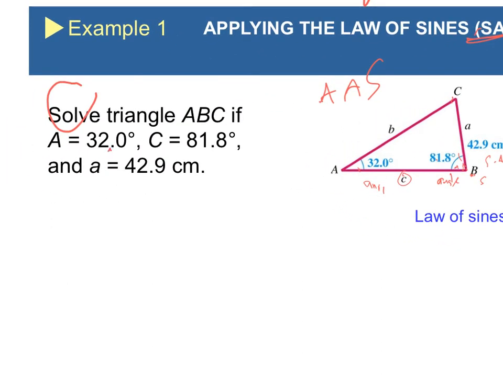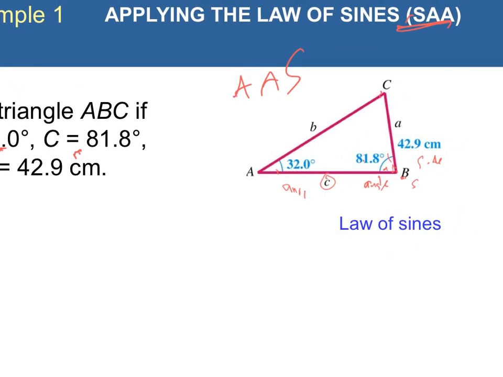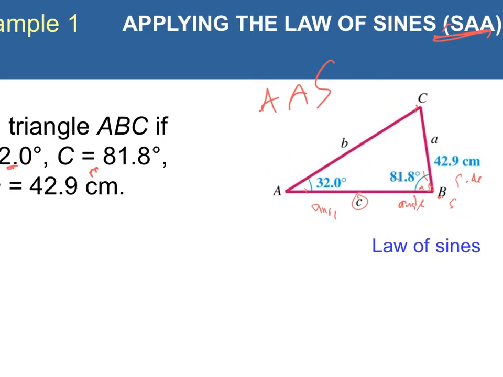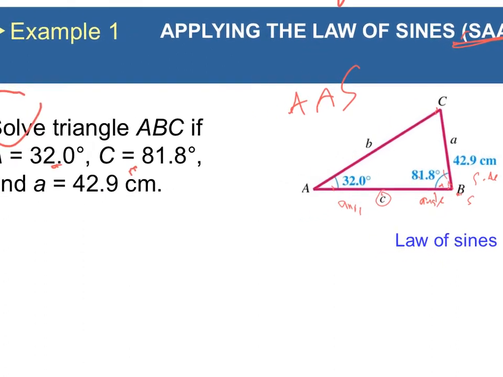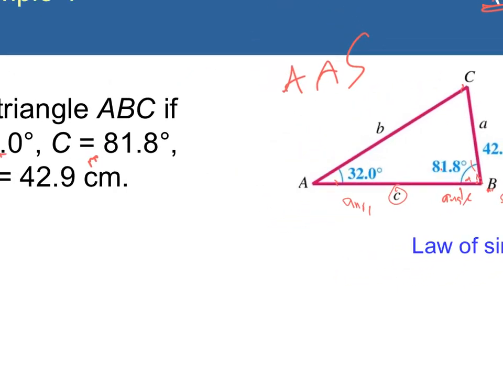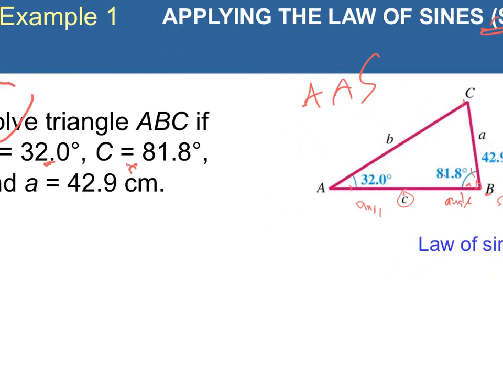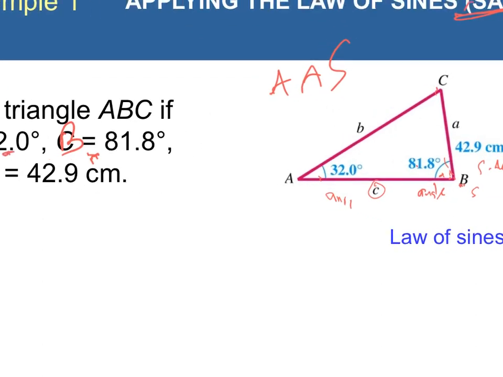There's a side, there's angle A. There's side C, 81.8. Angle C, I'm sorry, it's degrees. He gave me angle C. I think he messed up. That's not angle C. That's angle B. He made a mistake. I see his picture, 8.8.